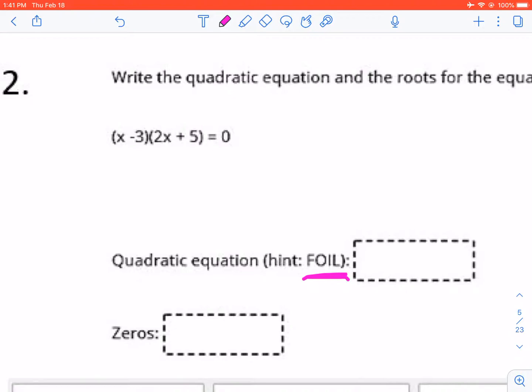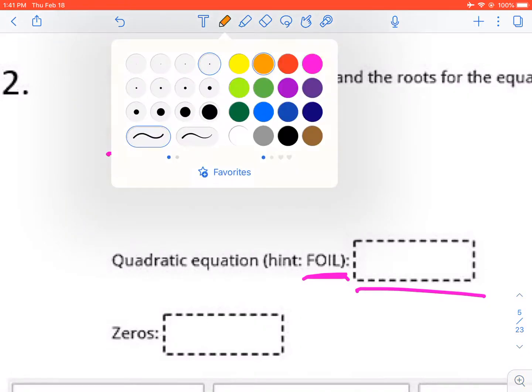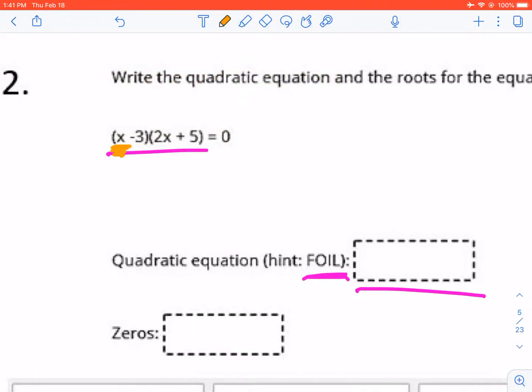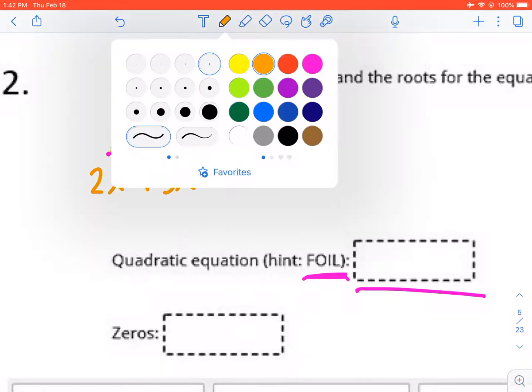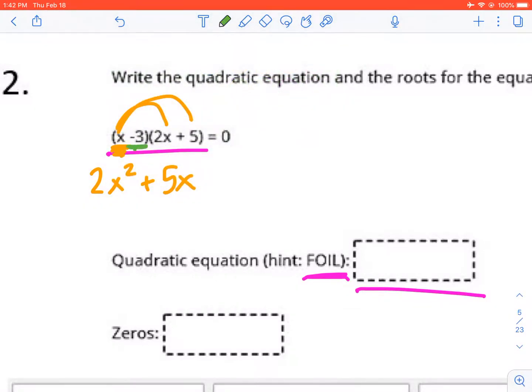And I'm going to check myself to see if I did it right by typing in this and this to see if they match. So again, whenever we FOIL, remember we're taking this first piece and we're multiplying it by both things in the other set of parentheses. So x times 2x is going to be 2x squared. X times a positive 5 is going to be a positive 5x. Then we're going to do negative 3 times both of the things in the other set of parentheses. Negative 3 times 2x is negative 6x. Negative 3 times a positive 5 is negative 15.